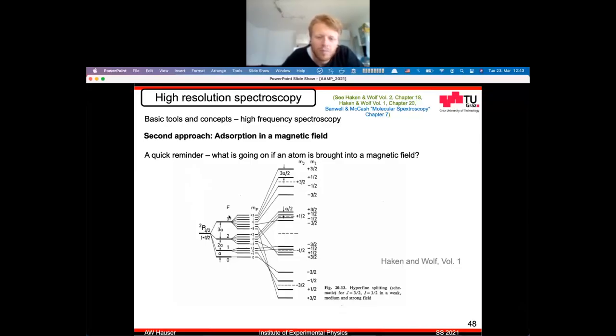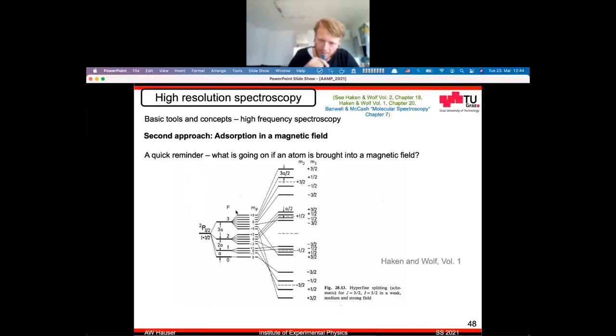So this gives us 7. And for F equal 2, it gives us 5. For F equal 1, it gives us 3, and so on, right? So if you look at the splittings and you count them, it's in total 16 levels that we have now in the magnetic field if our field is not too strong. So then we are in the Zeeman range.